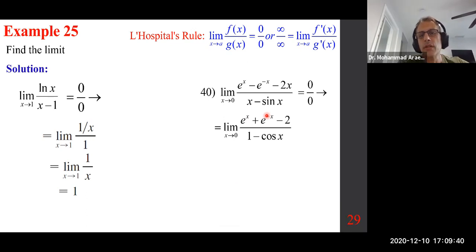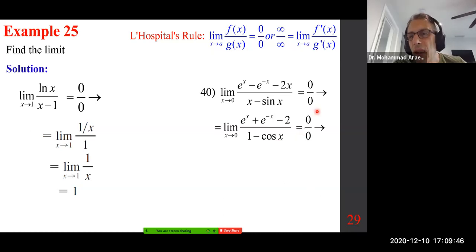Plug in. This is 1 plus 1 minus 2, which is 0. 1 minus cosine 0 is 1. So it's 0 over 0. Notice, again, I'm showing you it's 0 over 0. So I can use L'Hopital's rule again. At every step that becomes 0 over 0, you have to show that.